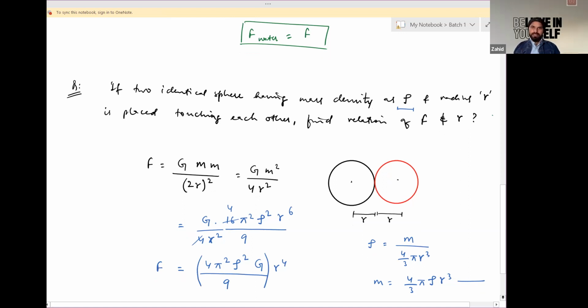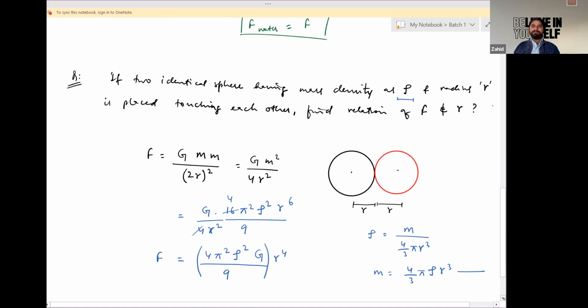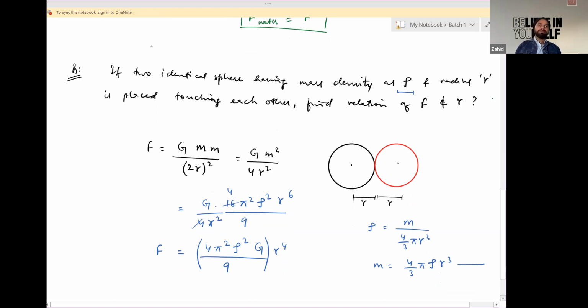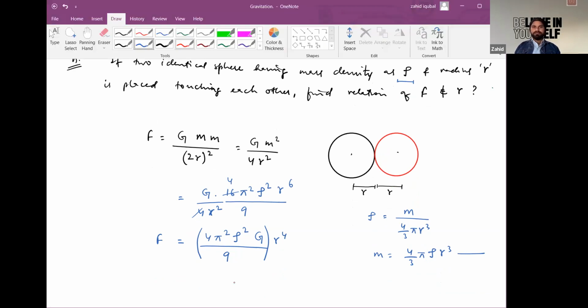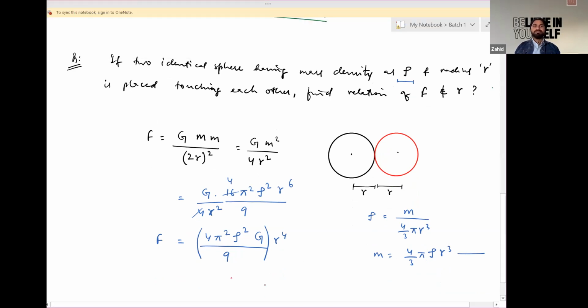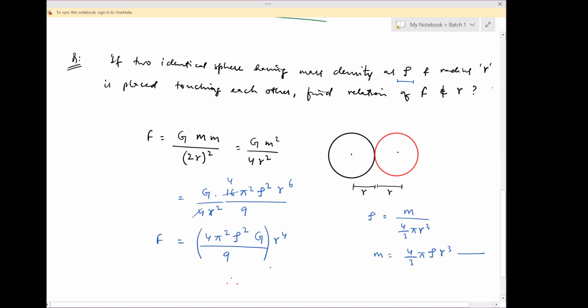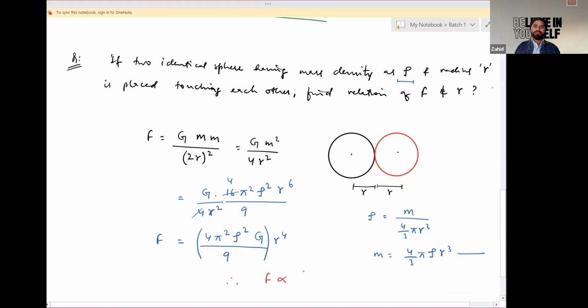Now, how is force related with R? Hiba? That is directly proportional. R to the power 4. So it will be F proportional to R to the power 4. But we have learned above about gravitational force for any 2 point masses, that it is inversely proportional to R square.